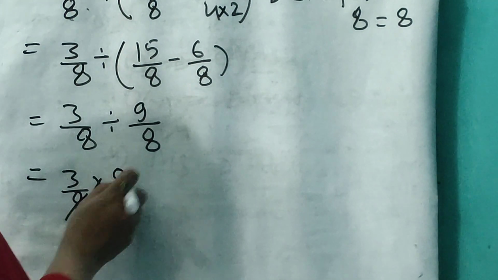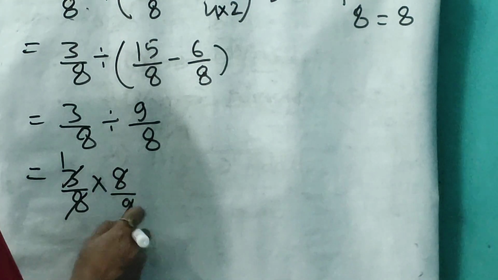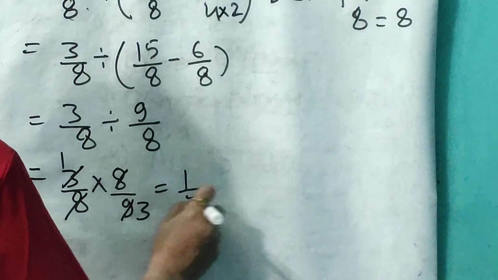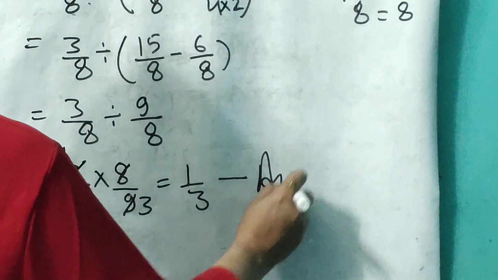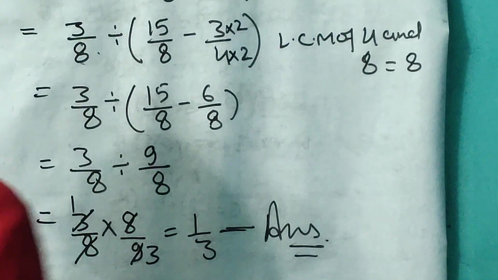So now 8 is cancelled with 8. 3 ones are 3, 3 threes are 9. So the answer is 1 by 3.